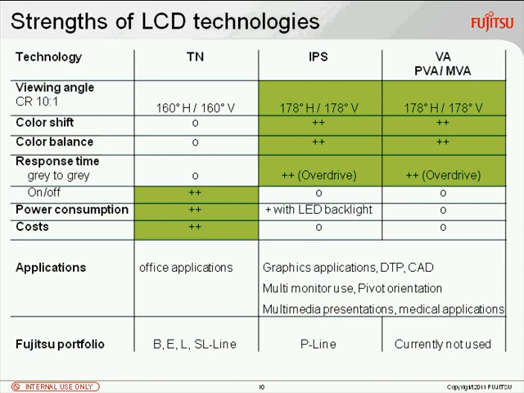So we use it in most of our lines: business, E-lines, SL lines, also for entertainment. But there are also applications for the high-end panels, like graphic applications, desktop publishing when it comes to colors, and multi-monitor use. If you have more than one monitor in front of you, you need a wider viewing angle, or if you put it to pivot orientation. This is the use case for the high-end technologies, and we and a lot of competition offer this in the premium line, professional lines, premium lines.